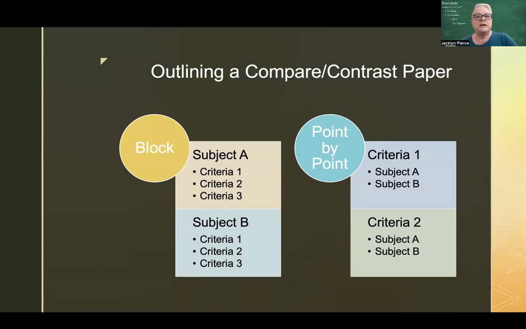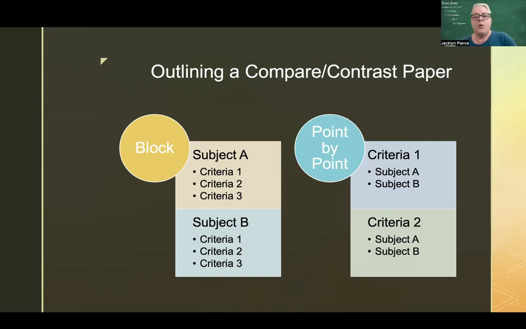You still need to talk about the same criteria for both, and you want to keep them in the same order. So if this was a paper and not just a paragraph, for example, then I'd have an introduction, 3 body paragraphs about subject A, each one of the criteria, and 3 more paragraphs about subject B, and then a conclusion.